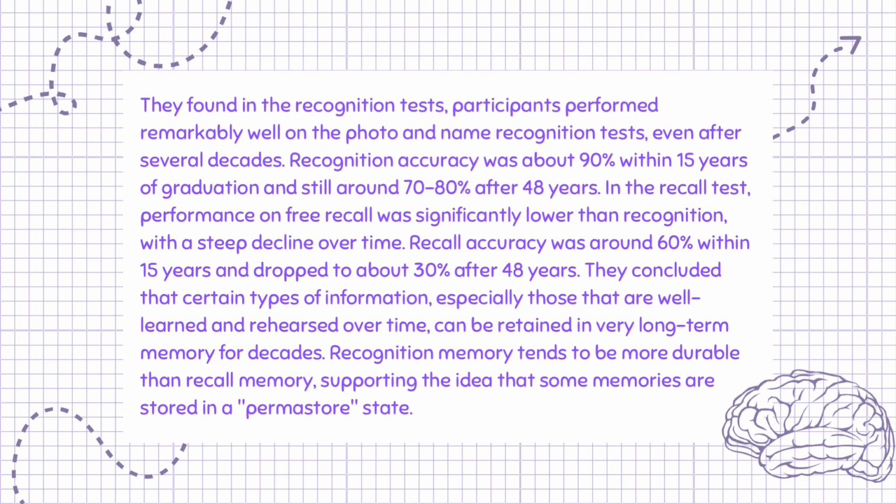They found in the recognition tests, participants performed remarkably well on the photo and name recognition tests, even after several decades. Recognition accuracy was about 90% within 15 years of graduation and still around 70 to 80% after 48 years. In the recall test, performance on free recall was significantly lower than recognition, with a steep decline over time. Recall accuracy was around 60% within 15 years and dropped to about 30% after 48 years.